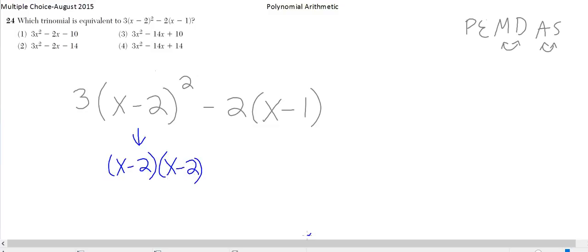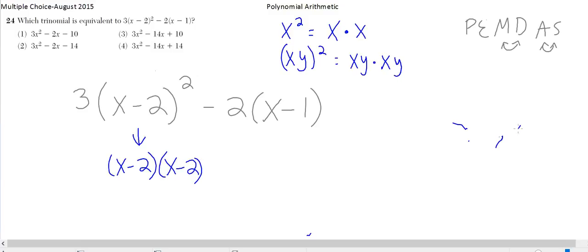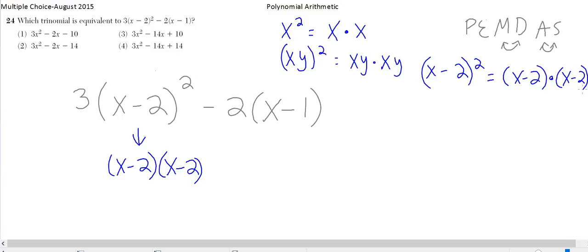Why is that? Let's say you have x squared. What you're really saying is you're multiplying x by x. When you have xy squared, you're multiplying xy by xy. So when you have x minus 2 squared, you have x minus 2 times x minus 2. Let's rewrite the question like that: 3 times x minus 2 times x minus 2 minus 2 times x minus 1. Now we have no exponents, so we're up to multiplication or division. We only have multiplication, so let's do multiplication.